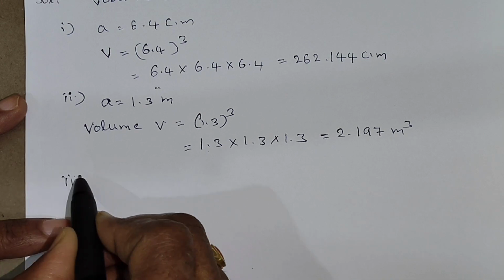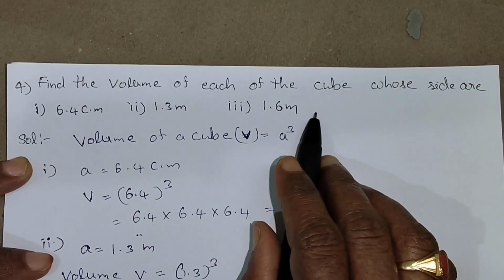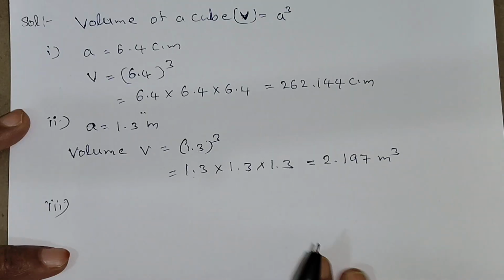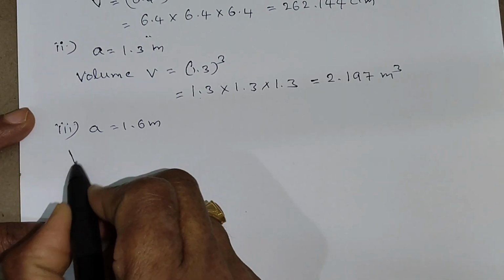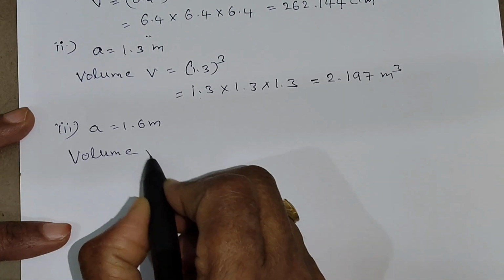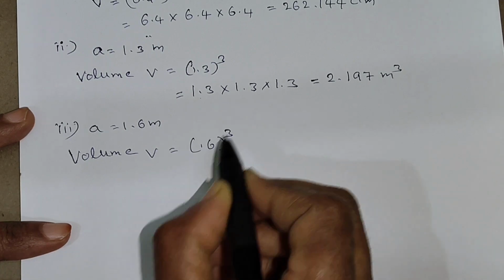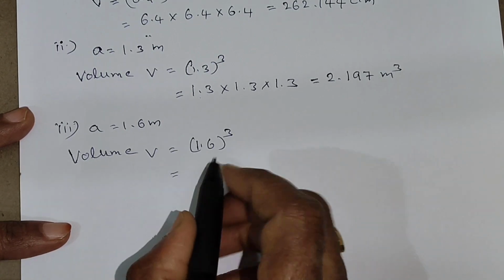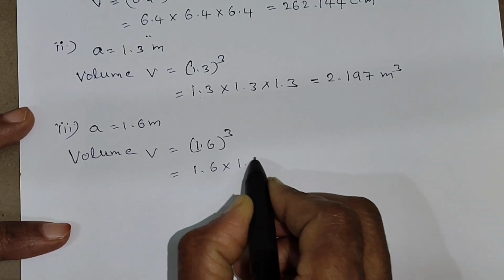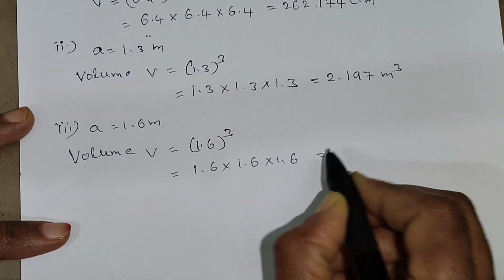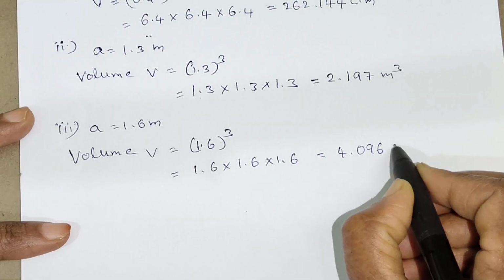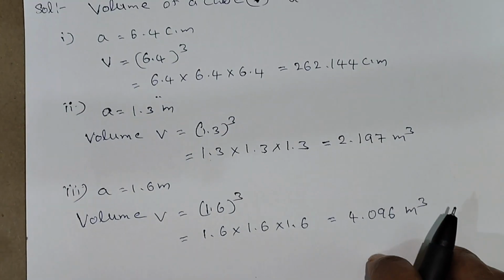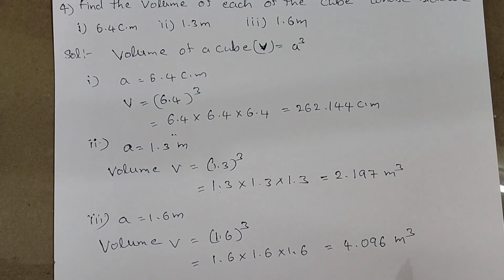Next, the third one, a equals 1.6 meters. So volume V equals 1.6 whole cube, that is 1.6 into 1.6 into 1.6. Multiplying these three numbers gives 4.096 meter cube. So this is the fourth question's complete answer.